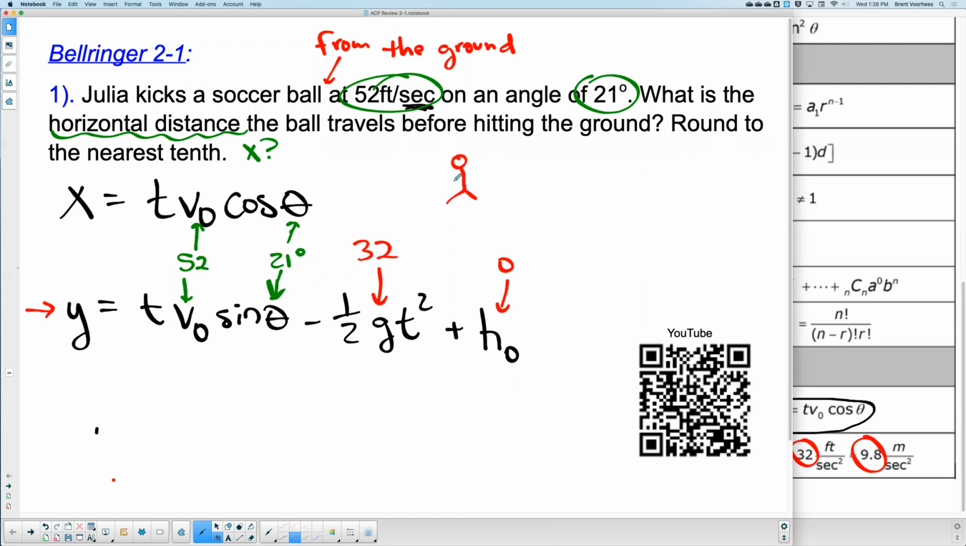Because you kick a soccer ball, it goes off, and then comes back until it hits the ground, which again is a y value of 0. So we're actually going to put a 0 in there as well. That's what we're going to solve. So open up your calculator, and we're going to solve the y equation to get the time value, and then we'll substitute that into the x equation.